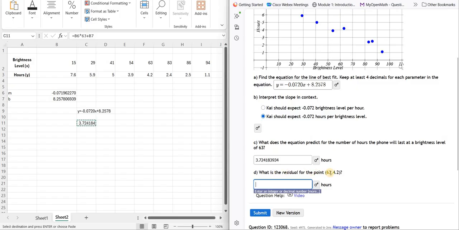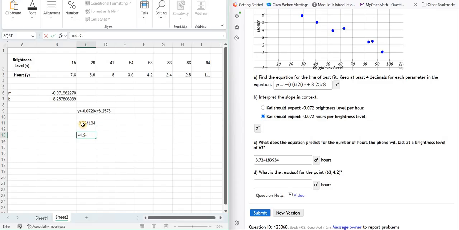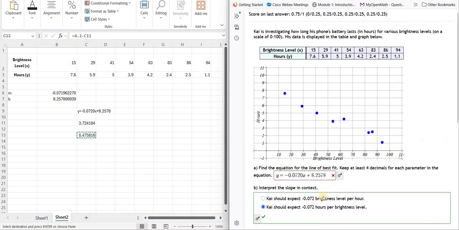What is the residual for the point 63, 4.2? So in this case, we have the actual value at 63, which is 4.2. And then we computed the predicted one from the previous part, because the x value is the same, 63. So all you need to do is to subtract these. You're going to say actual minus predicted, and that will give you the residual. So this is equal to the actual, 4.2, minus the predicted value, which we computed previously, and that would be the answer. And that is how you're going to compute it.